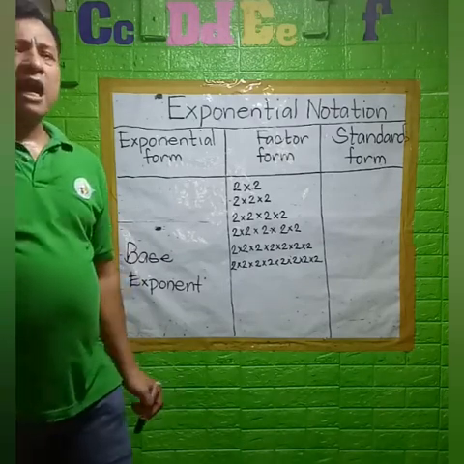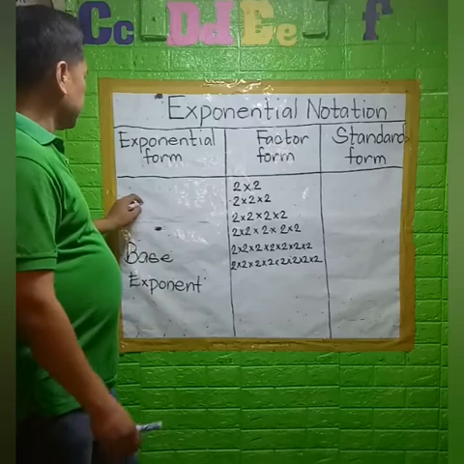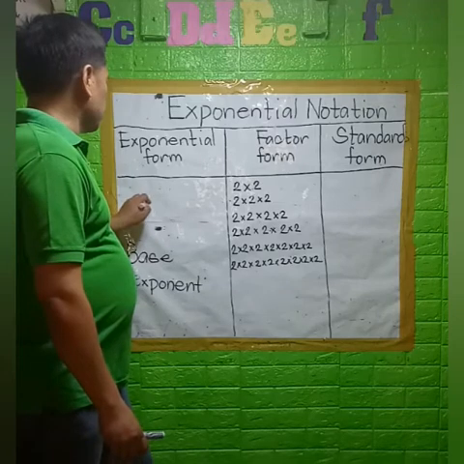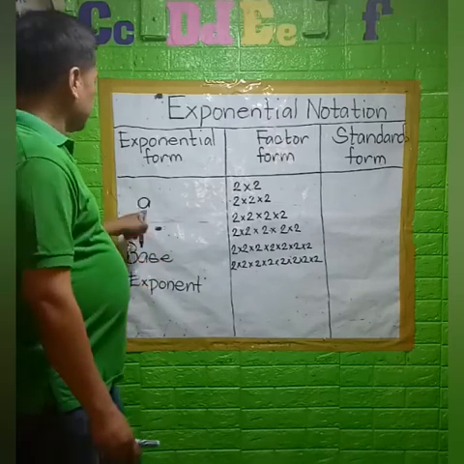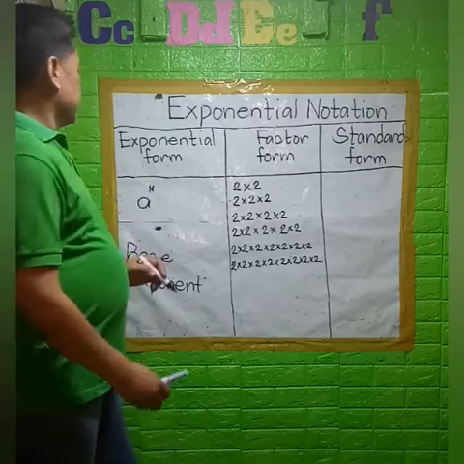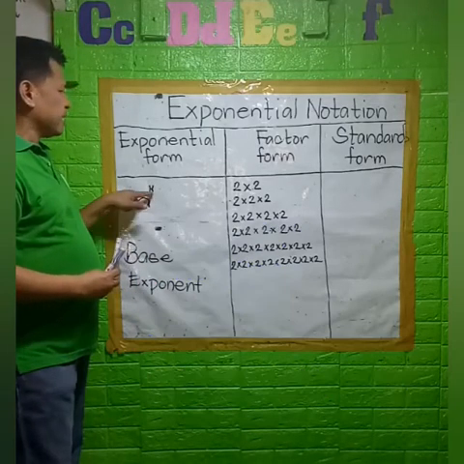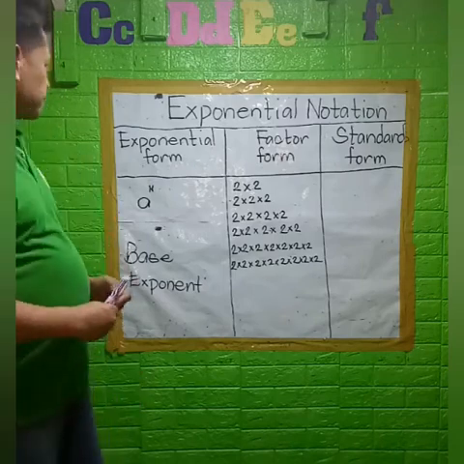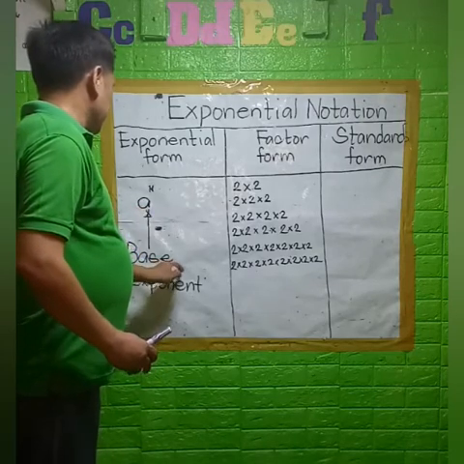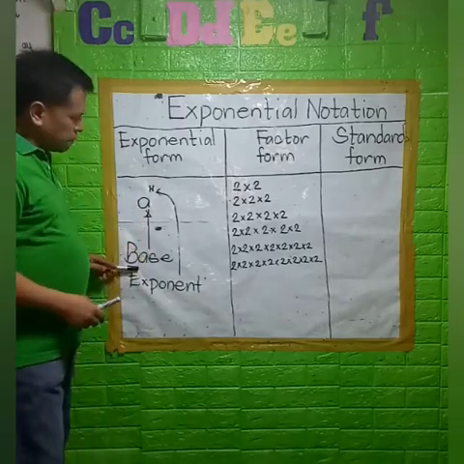Now, pagdating natin sa high school, sa algebra, i-introduce sa inyo ang monomial. Let's say for example, we could use the variables a as our base and n as our exponent. So a is our base and n is our exponent. Now, what is the use? What do we mean by base?